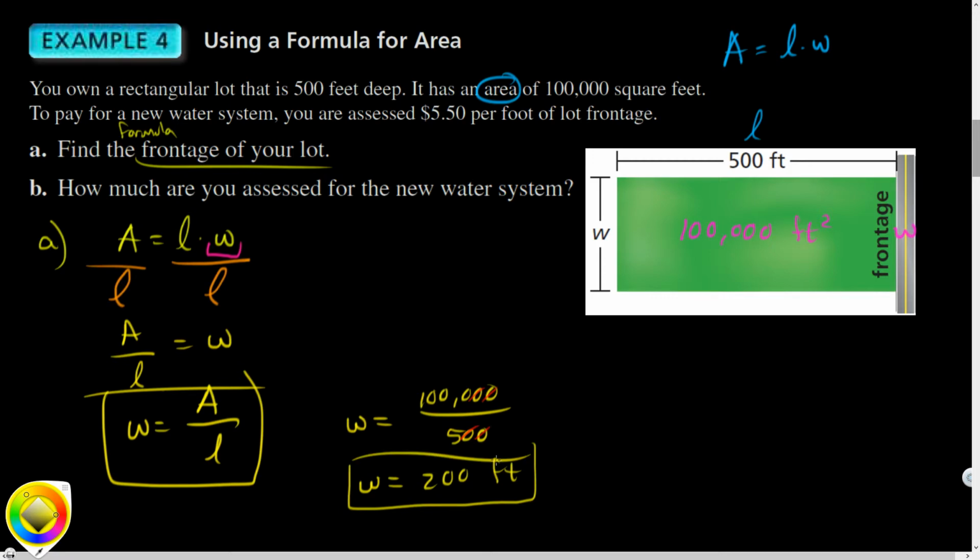It's actually just plain old feet. This is a linear dimension, so it's just feet. But when I multiply feet by feet, I get feet squared. And that's where area comes from. So this is one way you could have done it.